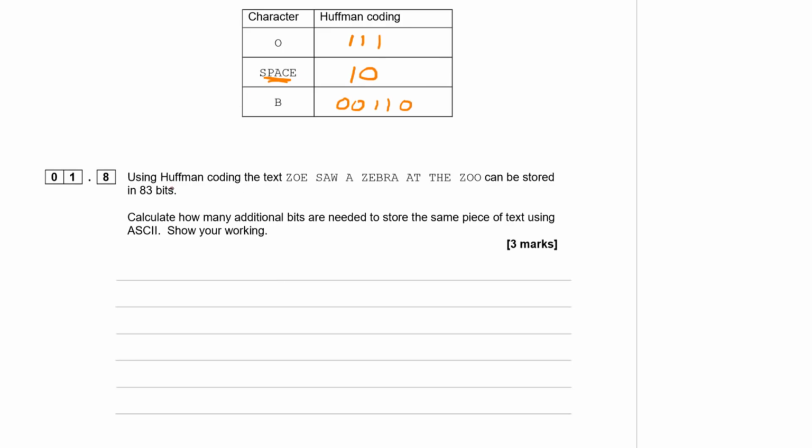so when it's compressed, we're going to calculate how many additional bits are needed to store the same piece of text using ASCII for 3 marks. So the premise of Huffman Coding is that if you had ASCII, ASCII uses 7 bits, as I said, per character. So basically you'd end up with each character having 7 bits allocated, where you don't need them. To make the most efficient representation, you can reduce it to this.